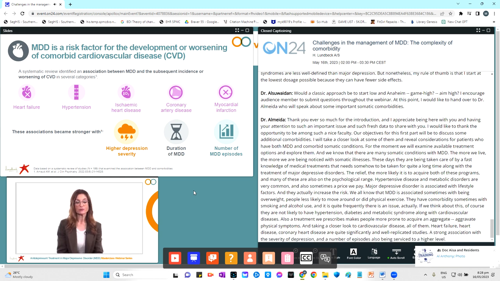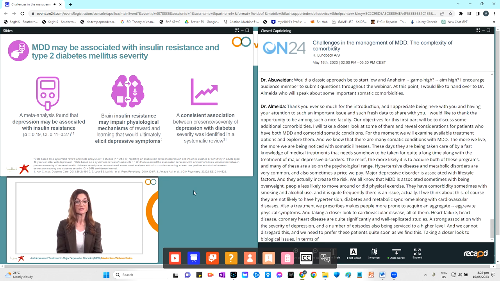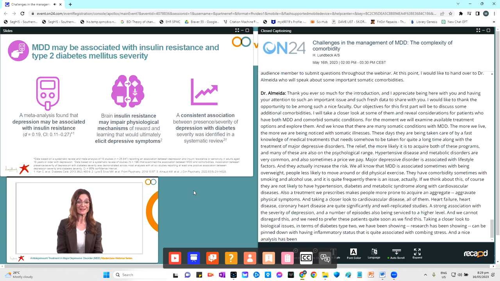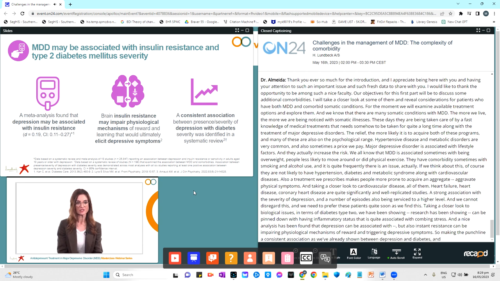We cannot disregard this, and we need to refer these patients quite soon as we find this. Taking a closer look at biological issues, in terms of type 2 diabetes, research has shown high insulin resistance that can sometimes be pinned down to an inflammatory status quite associated with chronic stress. A nice meta-analysis found that depression can be associated with insulin resistance, but insulin resistance can also impair the physiological mechanisms of reward and trigger depressive symptoms. So, the punchline: a consistent association has already been shown between depression and diabetes. And the severity of diabetes has to be taken into consideration when we choose a treatment to tackle the MDD in these patients.